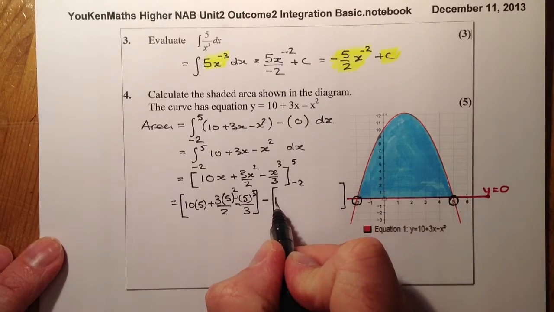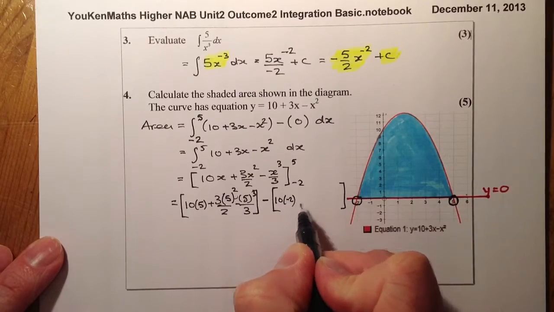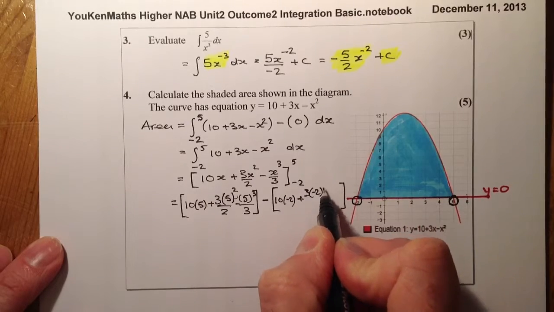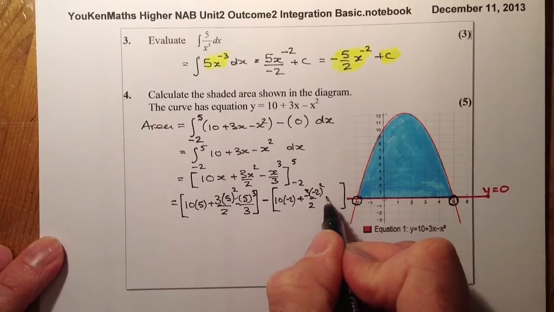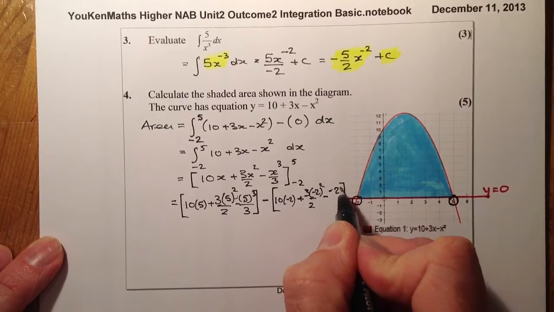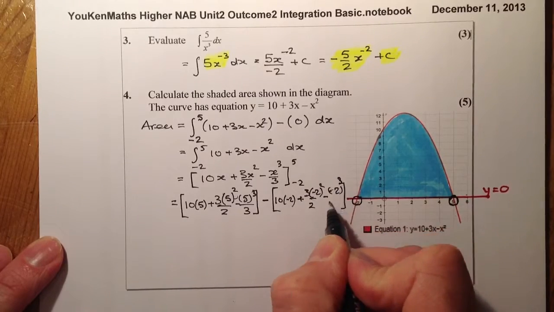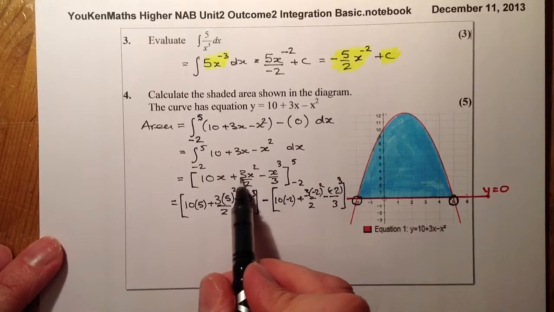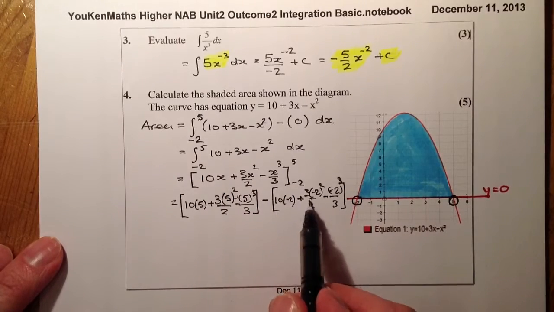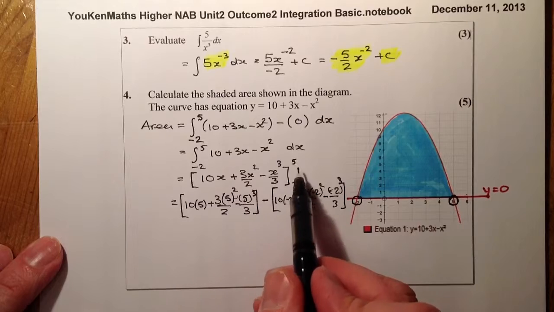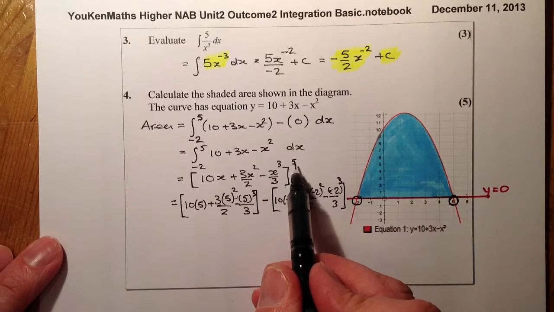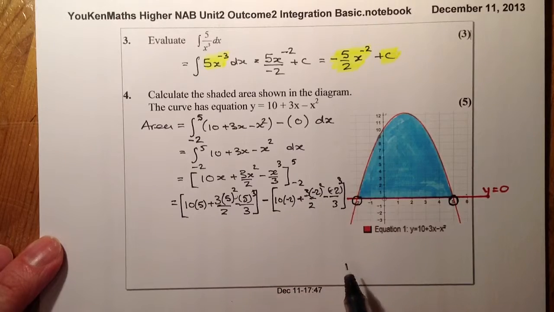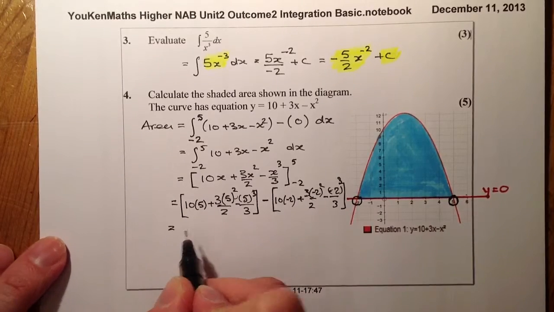So that's going to be 10 times minus 2, plus 3 times minus 2 squared all over 2, and minus minus 2 cubed all over 3. All I'm doing is using this formula in that bracket and in that bracket, and in there I substitute the top limit, the upper limit, and in there I substitute the bottom limit, or the lower limit. From there I'll work this through.